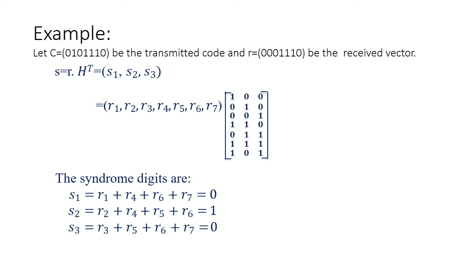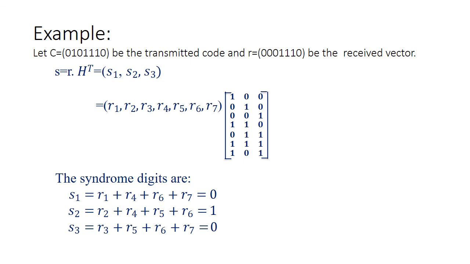Example for syndrome. Let C is equal to 0, 1, 0, 1, 1, 1 be the transmitted code, and R is equal to 0, 0, 0, 1, 1, 1 be the received vector. We all know that the formula is S is equal to R into H transpose, that is S1, S2, S3 equal to R1, R2, R3, R4, R5, R6, R7. It will be written in this format.